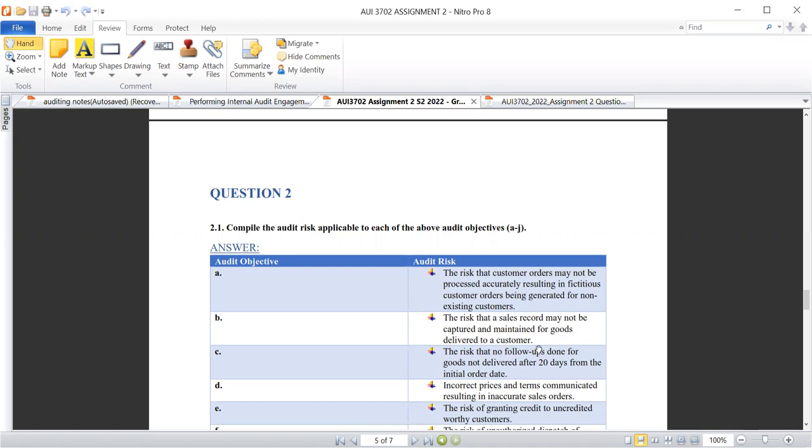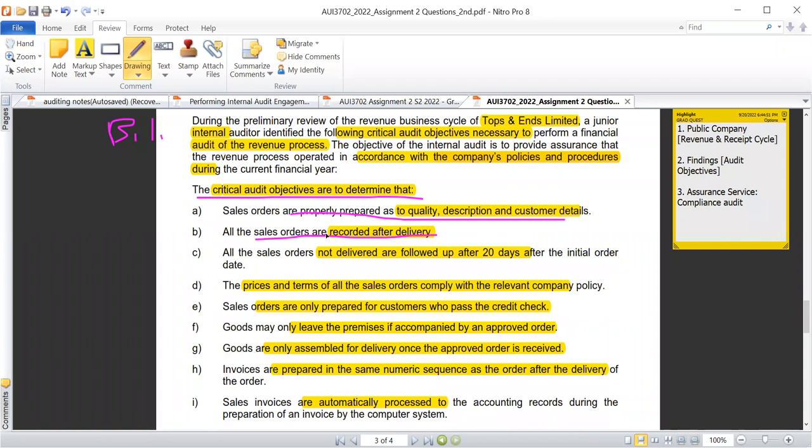So yes, you have delivered the goods to the customer, but there's no transaction to actually support that such an activity really took place. So that is the risk. But the objective is to make sure that all those sales are recorded after the delivery to the customer has actually transpired. Then we go to the next one.